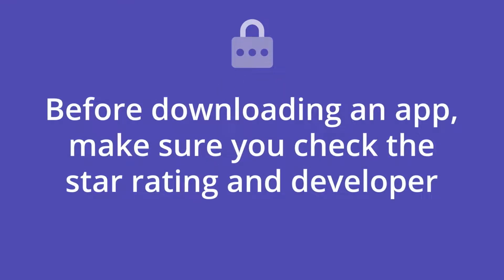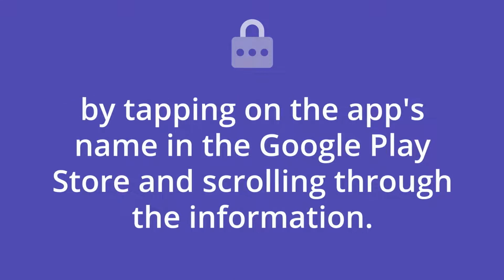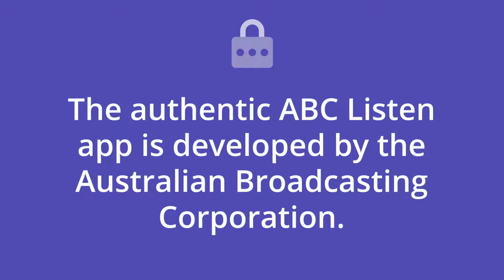Before downloading an app, make sure you check the star rating and developer by tapping on the app's name in the Google Play Store and scrolling through the information. The authentic ABC Listen app is developed by the Australian Broadcasting Corporation.